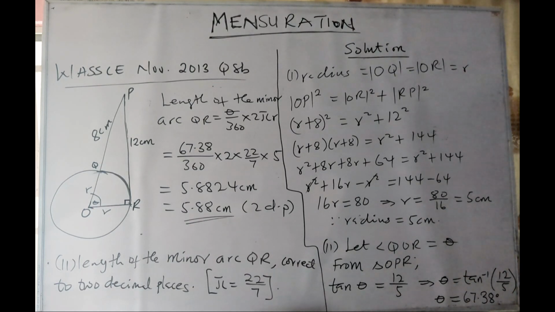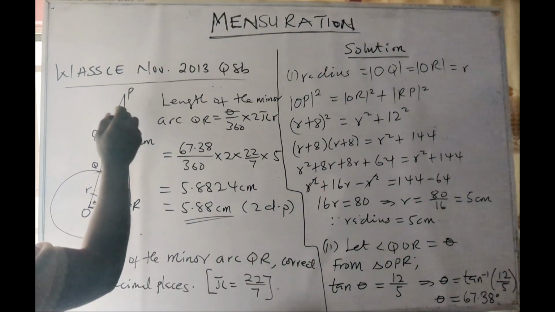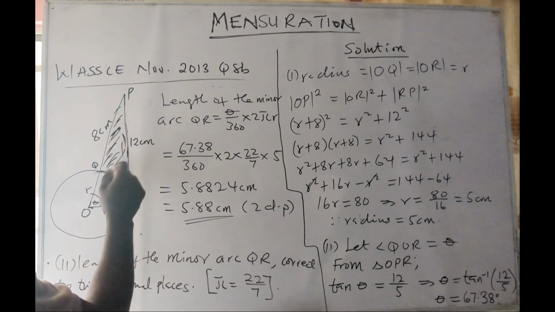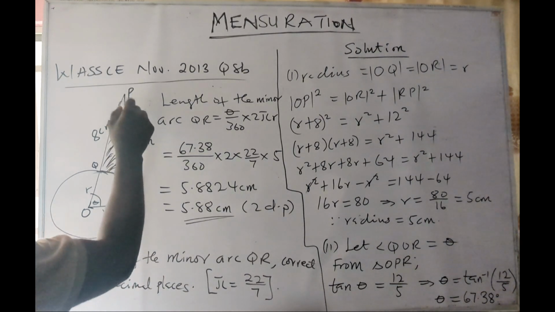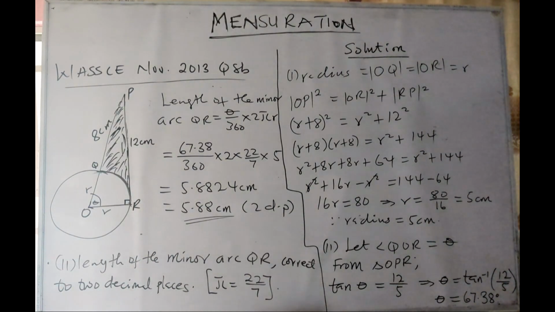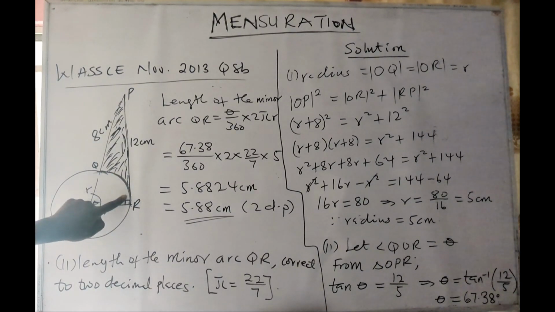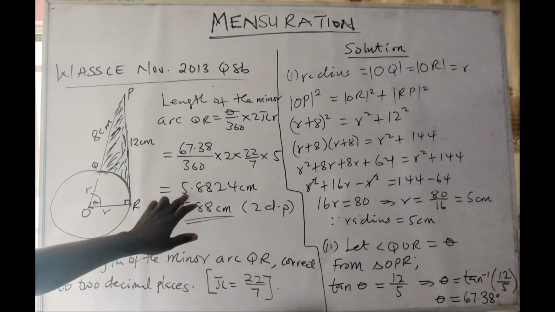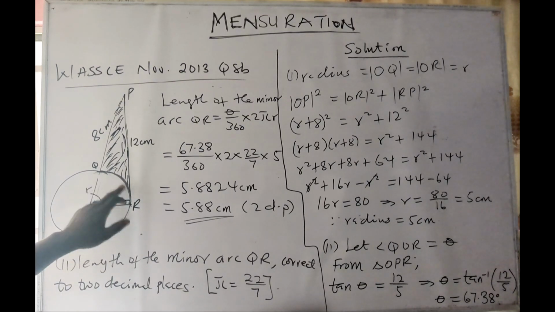And I saw one question where they shaded this particular place here, and they were asked to find the perimeter of the shaded portion. The perimeter of the shaded portion comprises the 8 centimeters, plus the 12 centimeters, plus the length of the arc here. So you add 8 plus 12 plus 5.8824, which is the length of the arc.